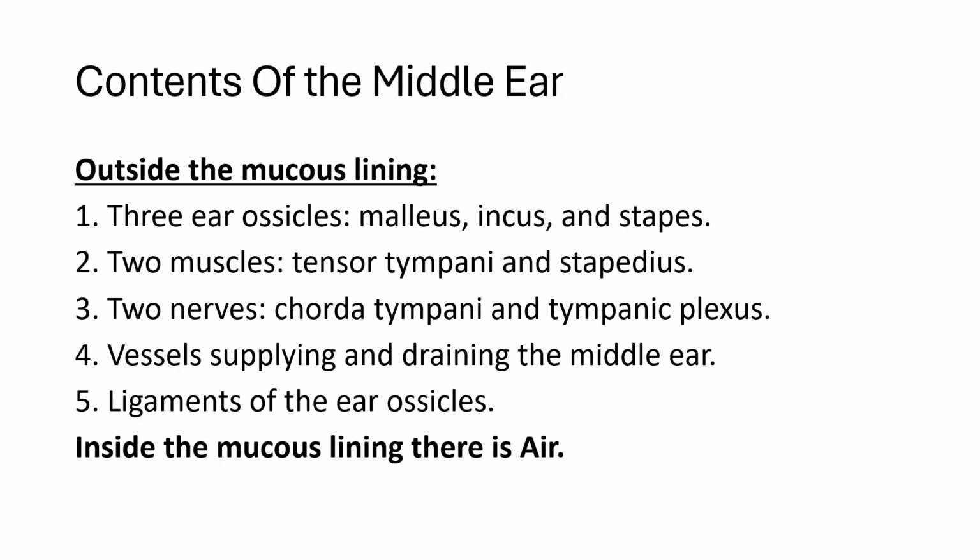Now what are the contents of the middle ear? So the middle ear is a cube that is lined by the mucous lining. Everything inside the mucous lining is air, but outside the mucous lining certain structures are present. What are these structures? There are three ear ossicles, we are already familiar with them: malleus, incus and stapes. There are two muscles, tensor tympani and stapedius, and two nerves, chorda tympani and tympanic plexus.